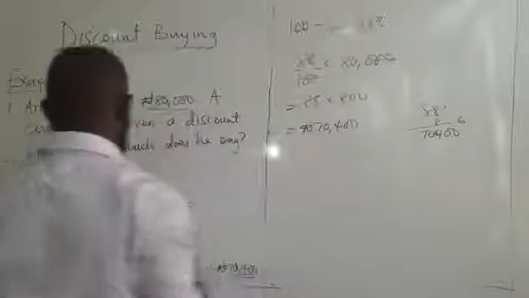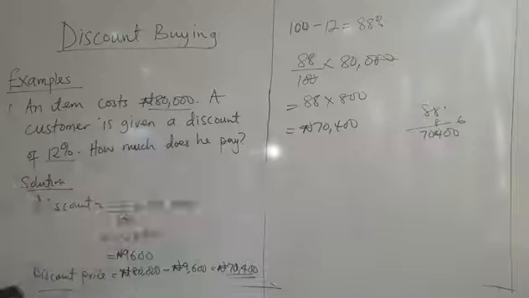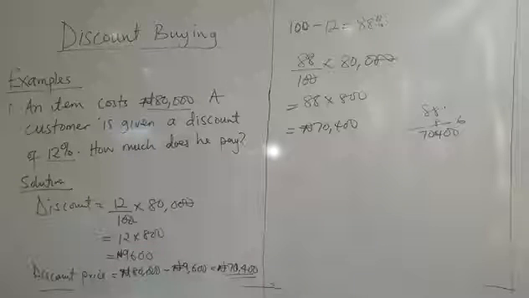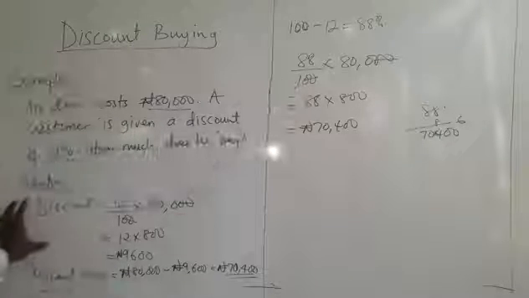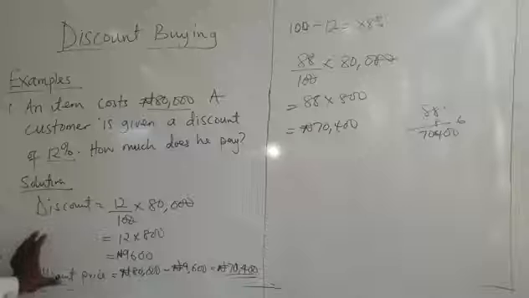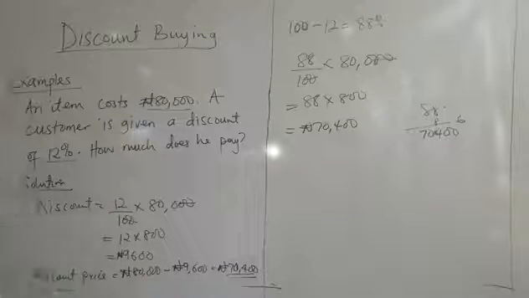Or you do it this way. So we can see this one is straightforward. It depends on you. It's just like a percentage decrease. You can do it with percentage decrease, or you find the discount first, then subtract the discount from the original price to get the price the customer would pay. I hope this is clear.